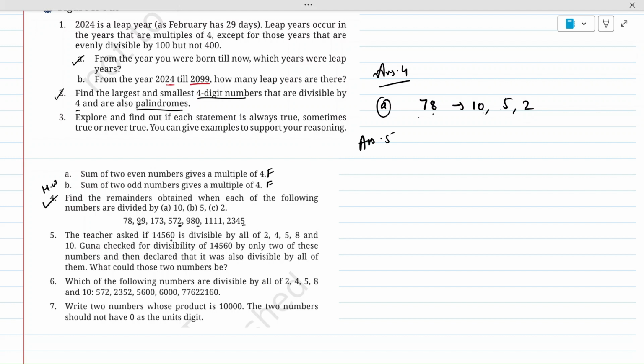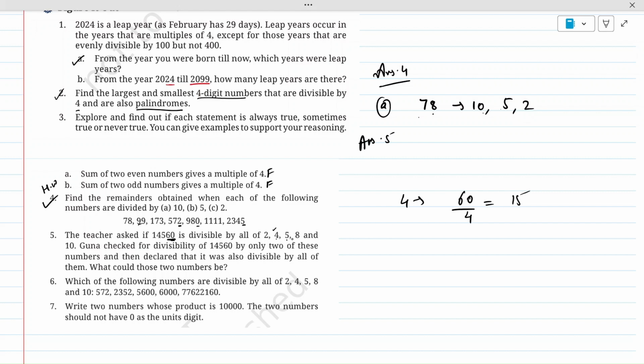See, it is divisible by 2 because 0 is there. Now, if I try to divide it by 4, we will consider the last two digits, 60 by 4. So it is completely divisible. It is divisible by 4. With 5 also it is divisible because we have 0 in the end.